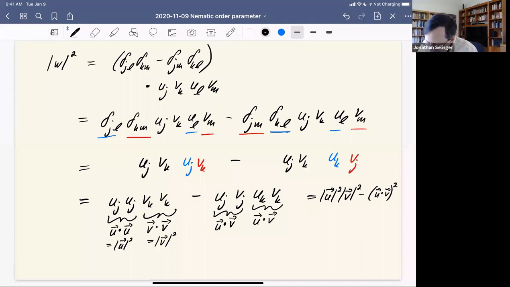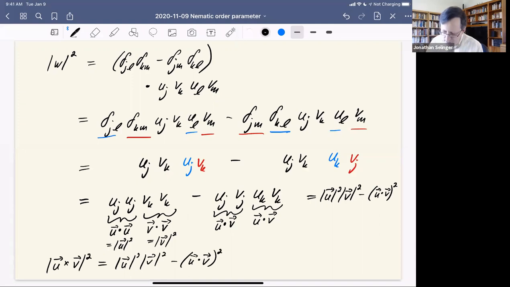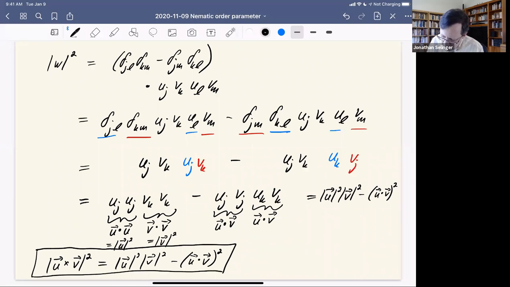Okay. So this is what we were trying to prove, right? That the magnitude of u cross v quantity squared is equal to u squared v squared minus u dot v quantity squared. Okay, so you know, this is what I was looking for on that old test.